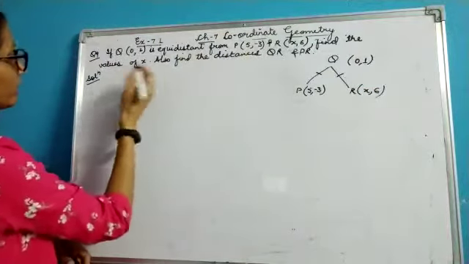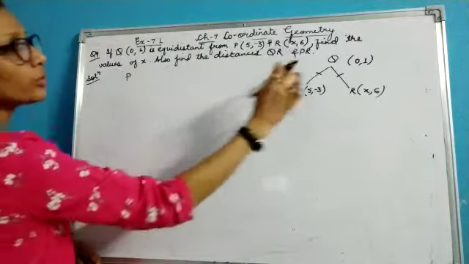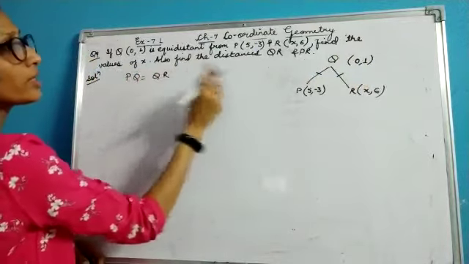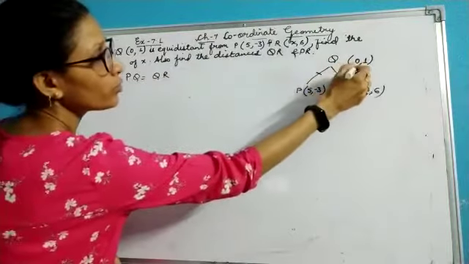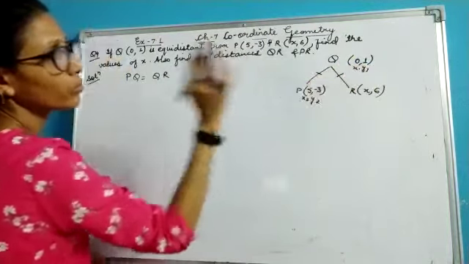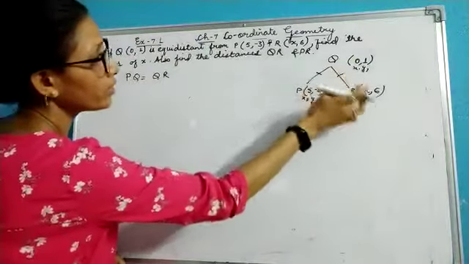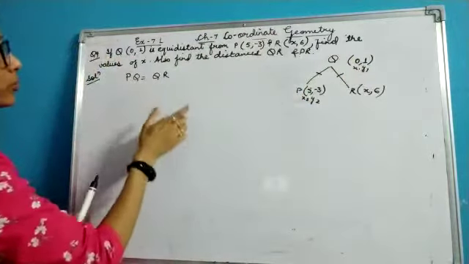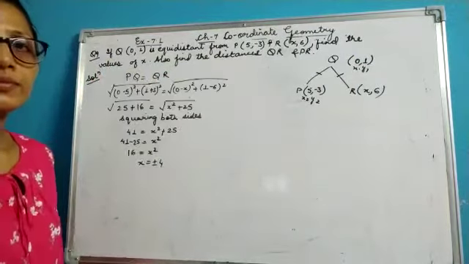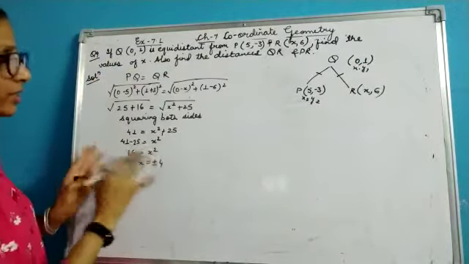So simple. What do you have to do? Here it is given that distance PQ is equal to QR. Here the values are given to you. This is your x1, y1. This is your x2, y2. So simply you can find out distance PQ and distance RQ. After solving it, I will get it as, you can pause the video and see the solution.